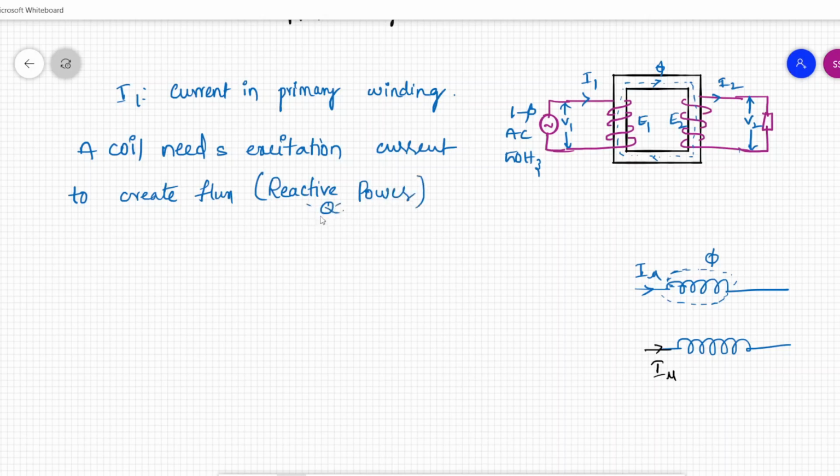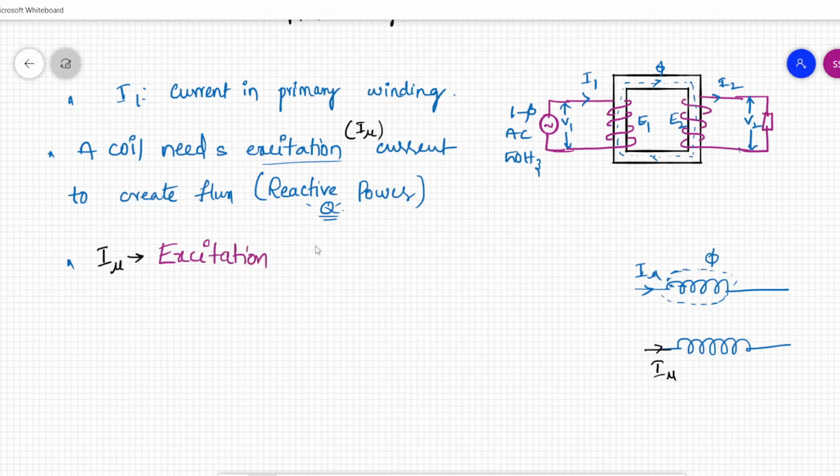Okay, so we don't need to learn it now. Basically, any coil or any winding in a machine or a transformer needs some excitation current, which is given as I mu. So this I mu will be taken from the supply current. Some portion of I1 is being lost here just to generate flux. It is not transferred to the secondary, it is just used for creating the flux. I mu is the excitation current.